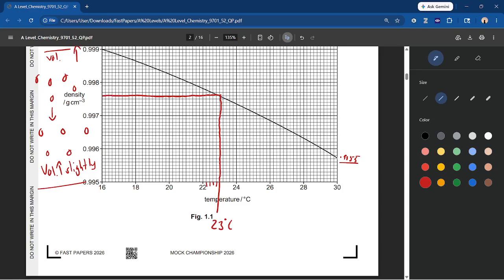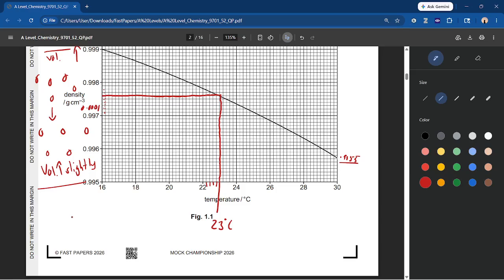Nice. I think one of the better straight lines that I've done. So let's figure out how much this is. This is 0.997 and goes up to 998. Between that, there's 1, 2, 3, 4, 5, 6, 7, 8, 9, 10 divisions. So each division is equal to 0.0001. So 1, 2, 3, 4, 5, 6.